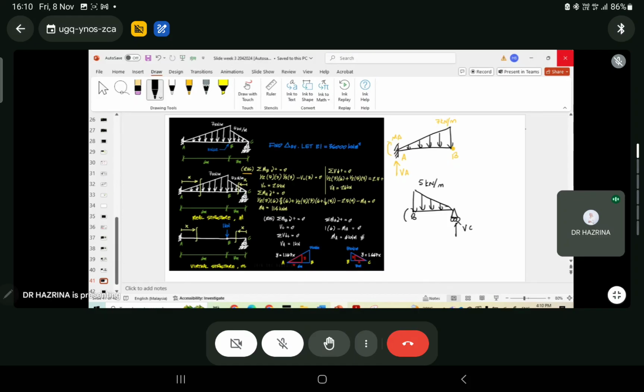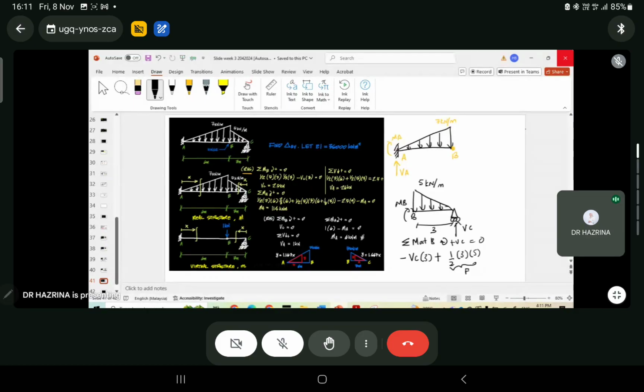And then you have a moment at B. So the moment at B, you know, is equal to 0. So you can have summation of moment at B, clockwise positive, equals to 0. So you get negative VC, the distance here is 3, negative VC times 3. And then clockwise, plus half times base times height. So this would be your force.